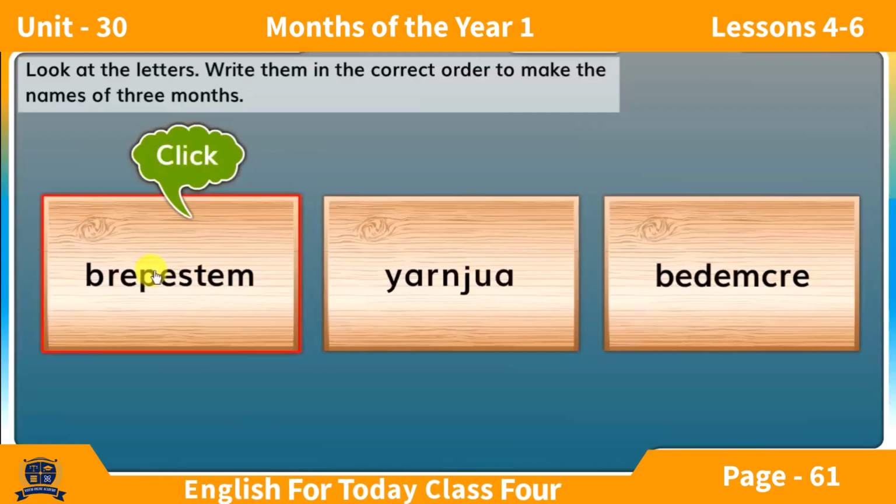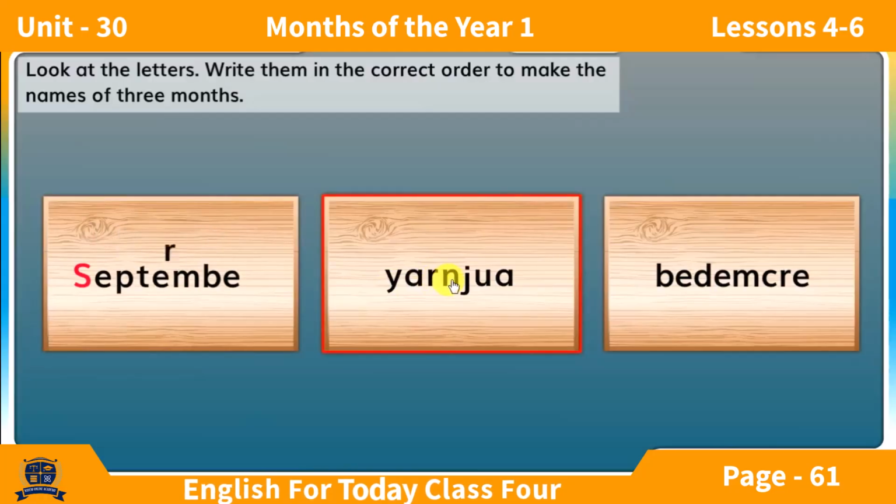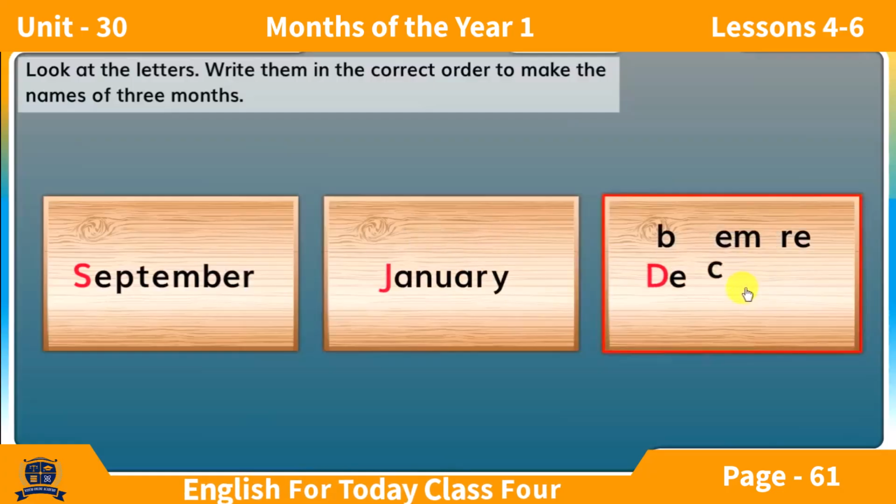Look at the letters. Write them in the correct order to make the names of 3 months. Write the names of the months serially.